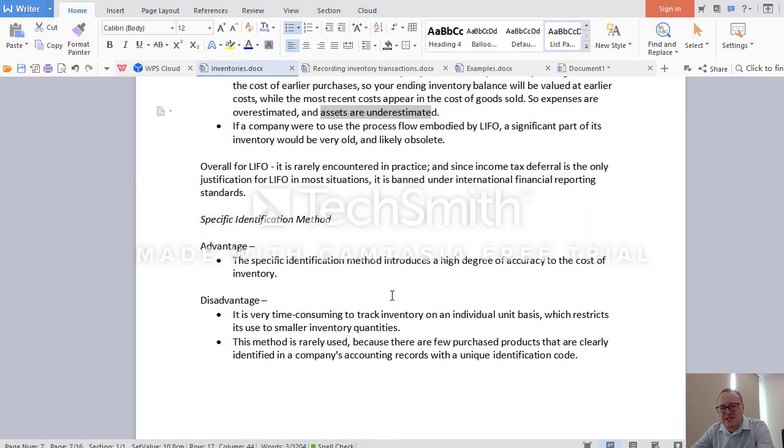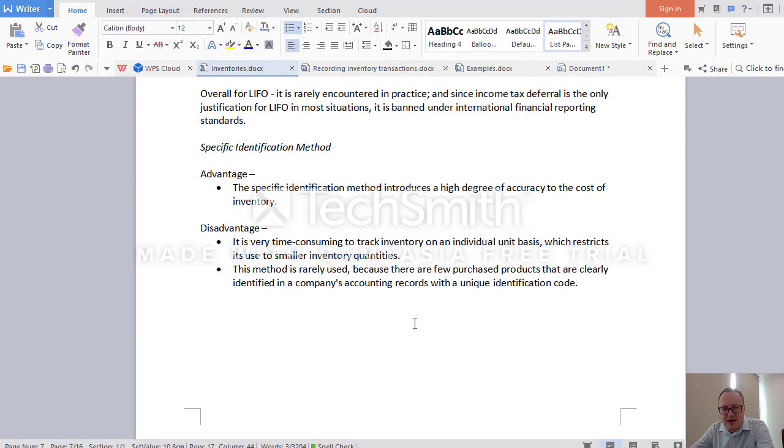So the specific identification method, the big advantage is it's the most accurate. On the other hand, it is very time consuming and sometimes impossible to find the relevant inventory item unless it is expensive and it makes sense to spend money, spend time and find that item. But with new technologies, once you can attach the barcode or specific identification number, then pretty much every item can be identified. So these days it's becoming possible to use the specific identification method.